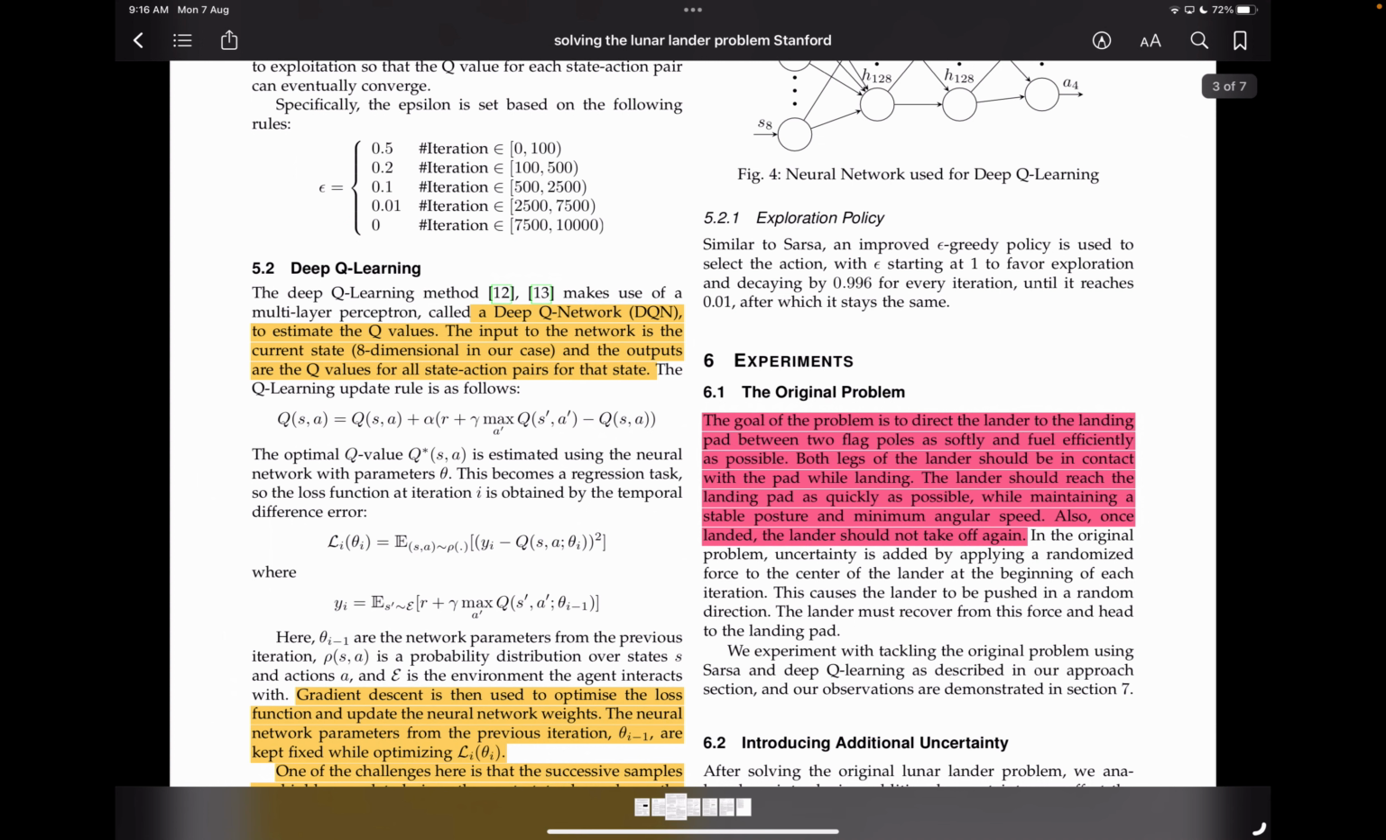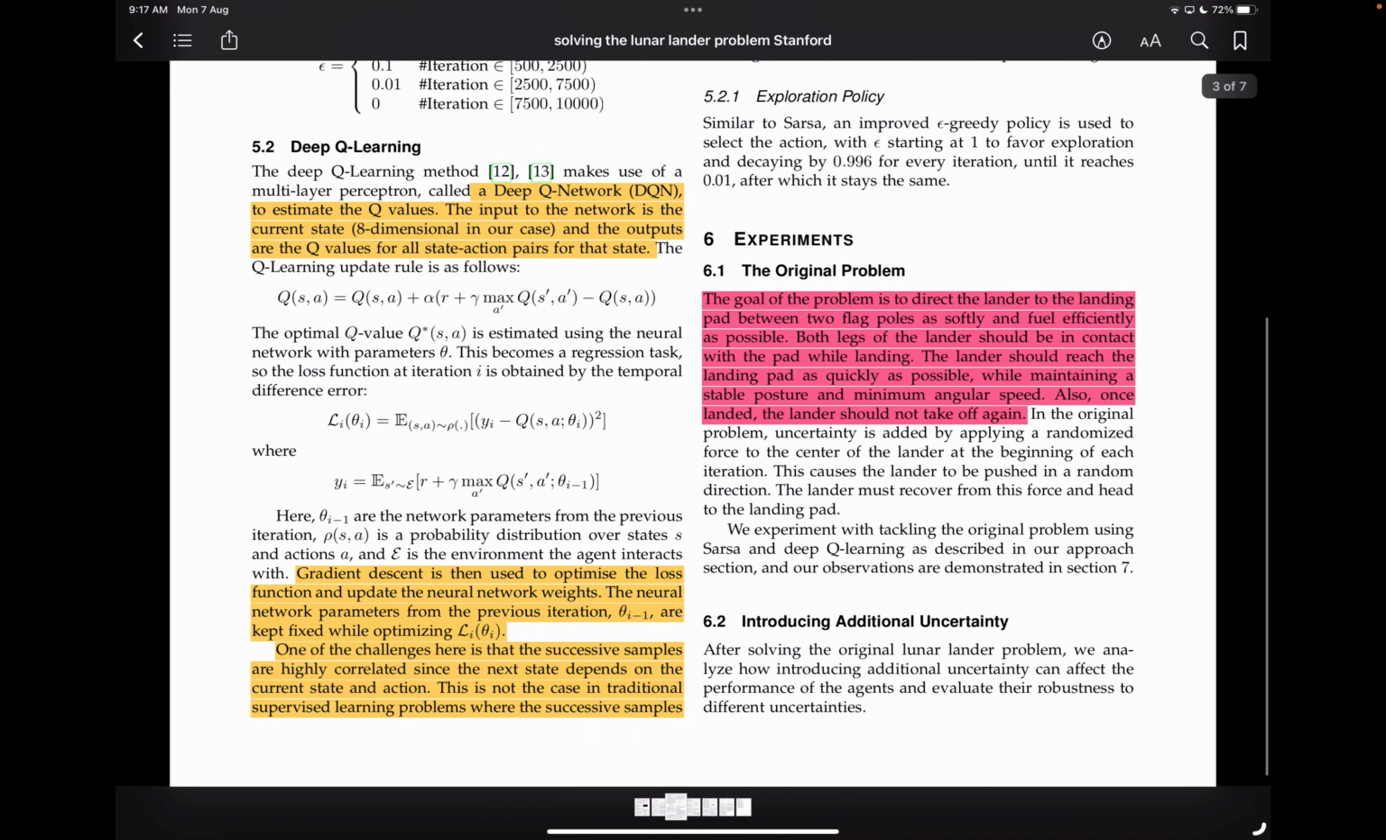Also, then we find an optimal Q value. The optimal Q value is where the agent is said to converge. And what is meant by convergence is that we reach a point where we can say the problem is solved, that is the point of convergence, right? So in this whole process, the optimal Q value function Q star is estimated using the neural network with parameter theta, and this becomes a regression task.